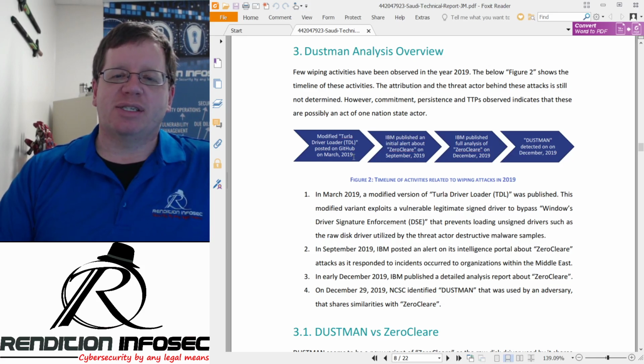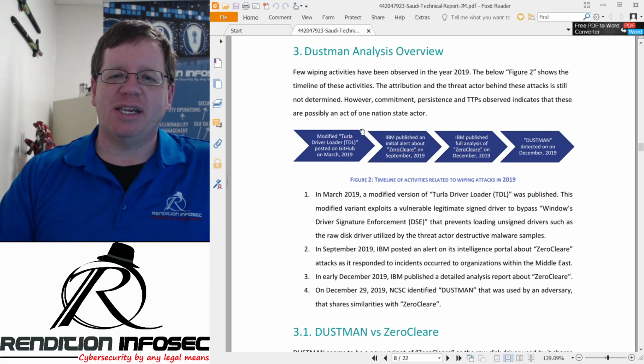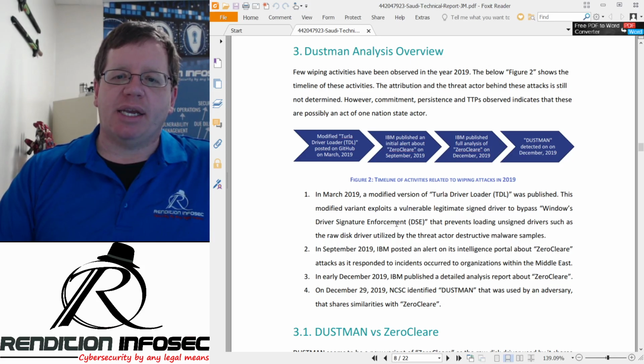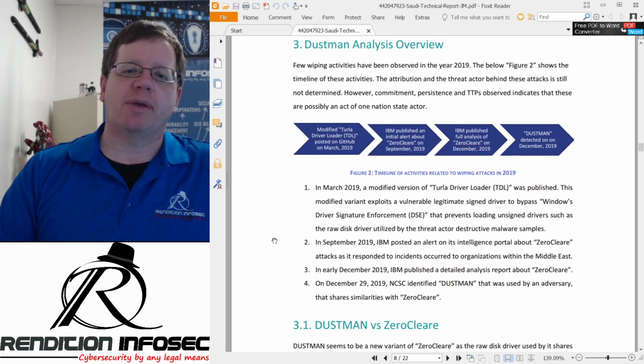Now, sometimes TDL means other things to other folks, but rock on TDL. Why do we call this the Turla driver loader, or why are they referencing the Turla driver loader? Basically, this technique was originally piloted. I believe the first place we ever saw it was APT28, if I remember correctly.